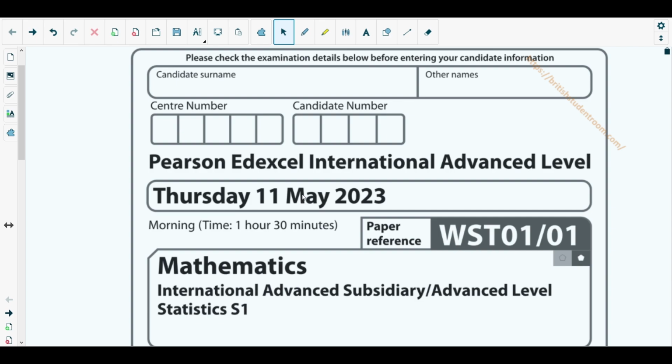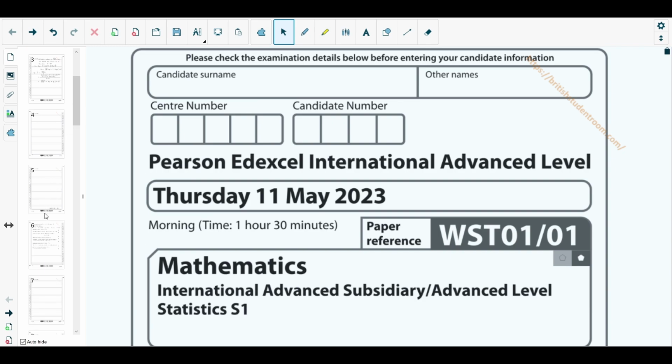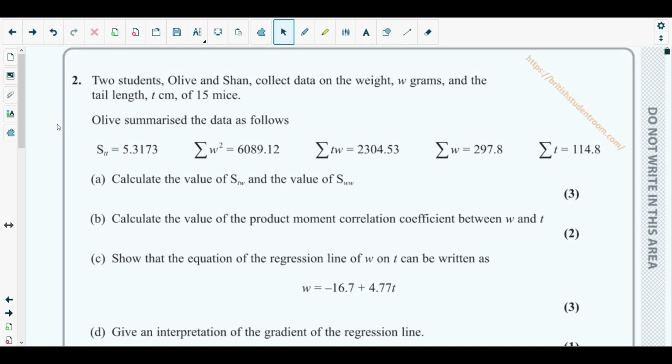In this video we will be solving the second question from the Statistics 1 May 2023 paper. Let's see what question number 2 is about. The concepts behind this question are from correlation and regression, discussed in chapter number 5 of your Statistics 1 textbook.